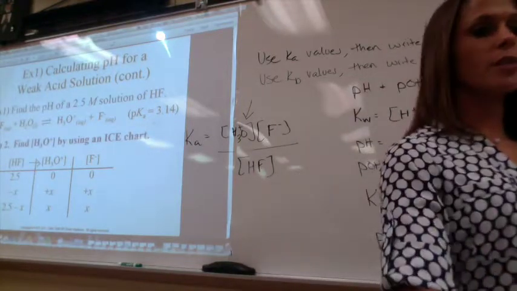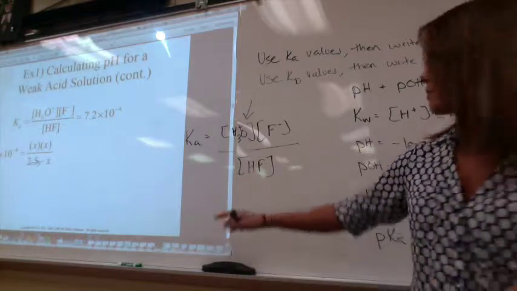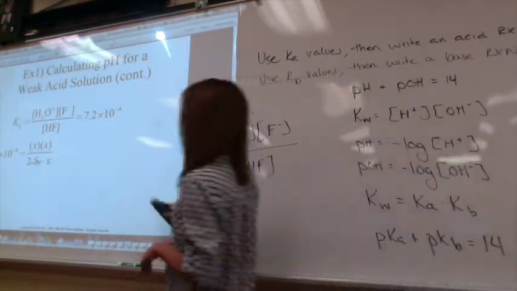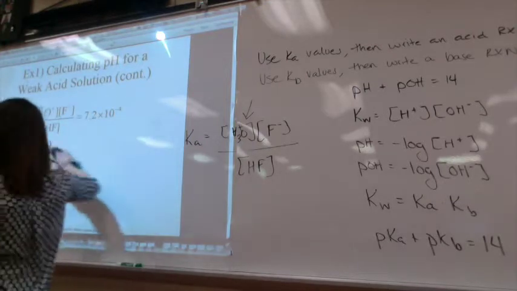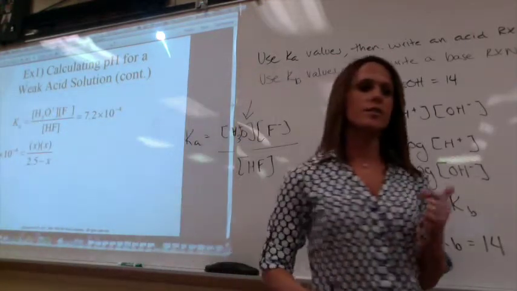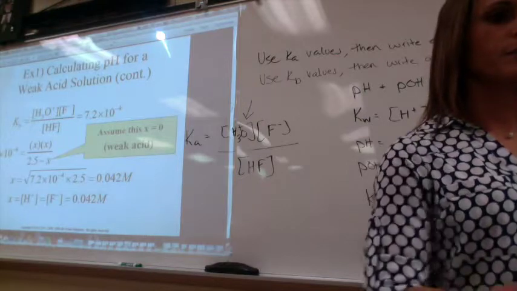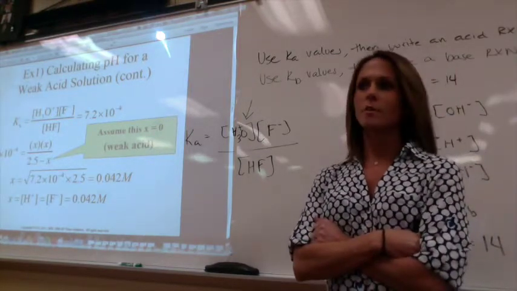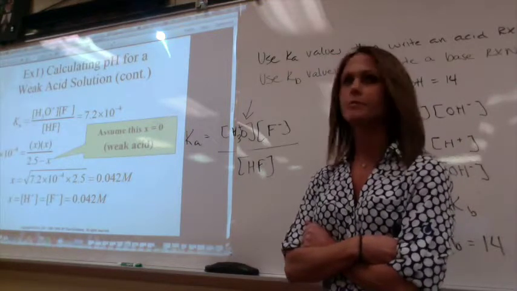All right, so now we're going to put this into our Ka expression. So H plus, F minus, HF. We get rid of our little x because we assumed that it was negligible. And then we're going to solve for x squared. Okay? Make sure you can do this in your calculator.